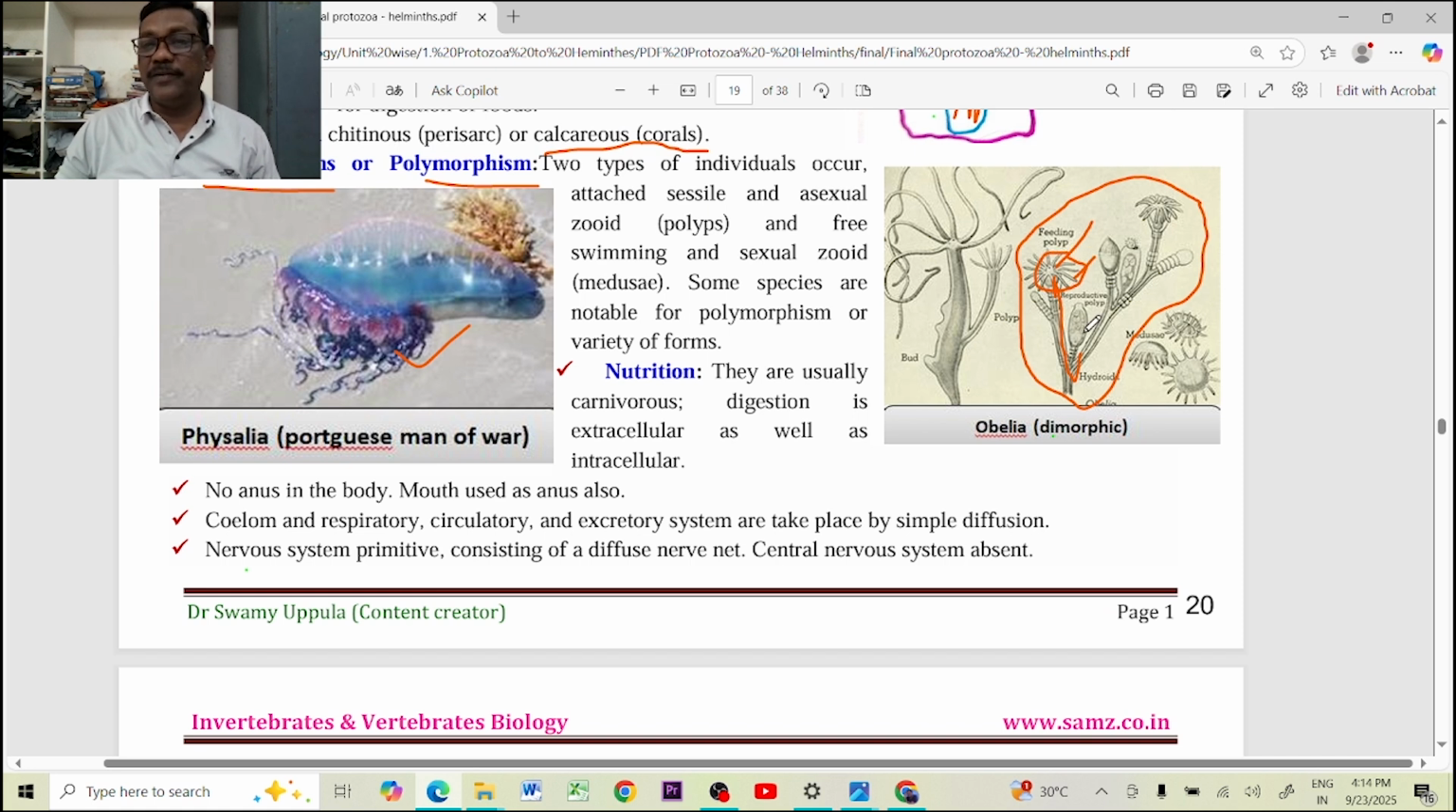But another zooid present in this colony is the gonangium or blastostyle. This grows and can develop the sexually reproducing organs called the medusa. These medusae are developed in this gonangium or blastostyle. So here two morphs are there, two forms are there. These two forms are the polyp and the blastostyle.